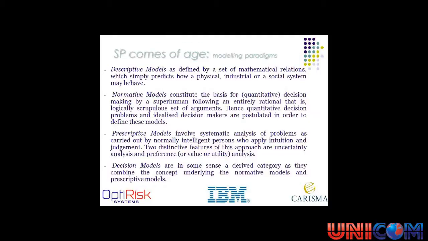Now, in order to complete my part of the talk, I want to introduce the following concept: it is all about modeling, and modeling can be broken down in the following taxonomy. There are descriptive models, a set of mathematical relations by which you define and predict how a physical, industrial or social system works. Normative models constitute the basis for quantitative decision making, as if done by a logically scrupulous superhuman, and quite often it may not be implemented. Then come the prescriptive models, which involve systematic analysis of problems as carried out by normally intelligent persons who apply intuition and judgment, with two distinctive features, and this is where SP comes in: uncertainty analysis and preference analysis.